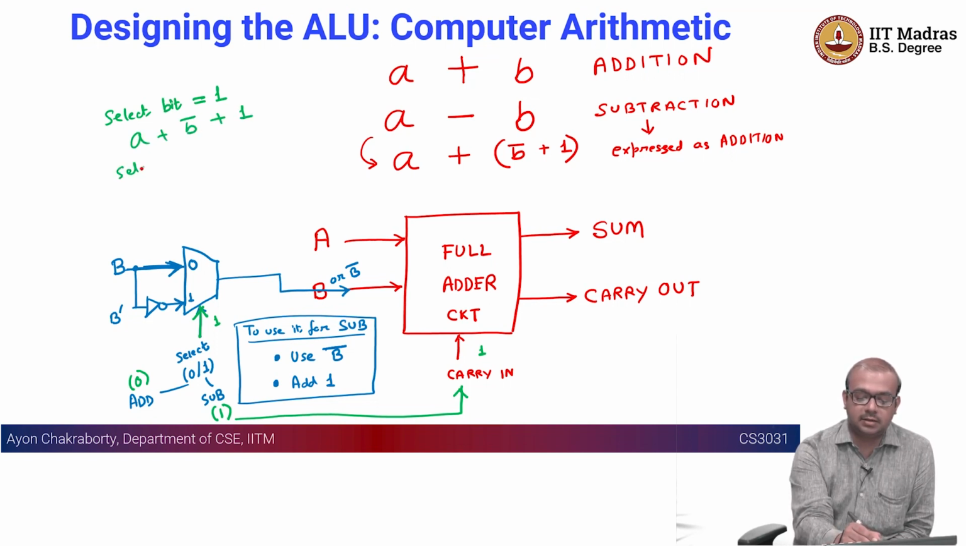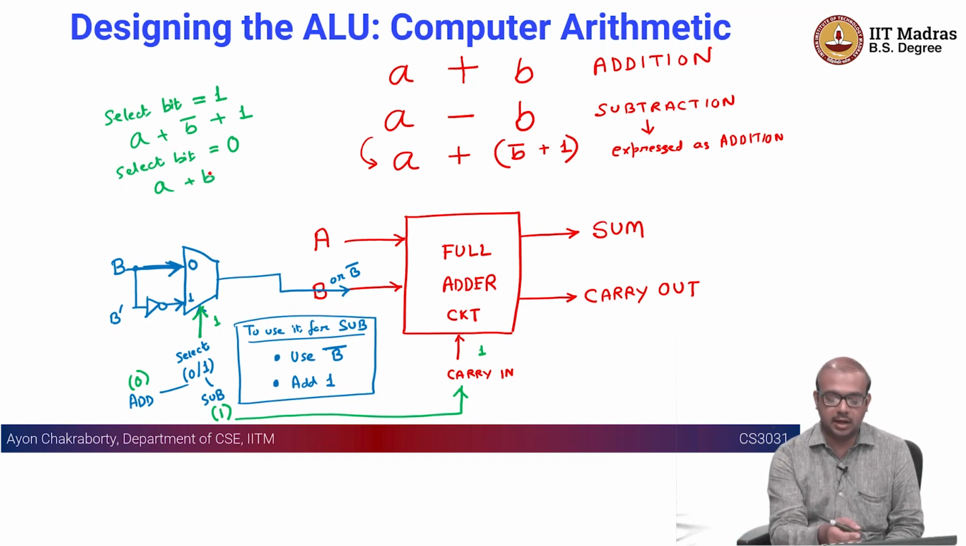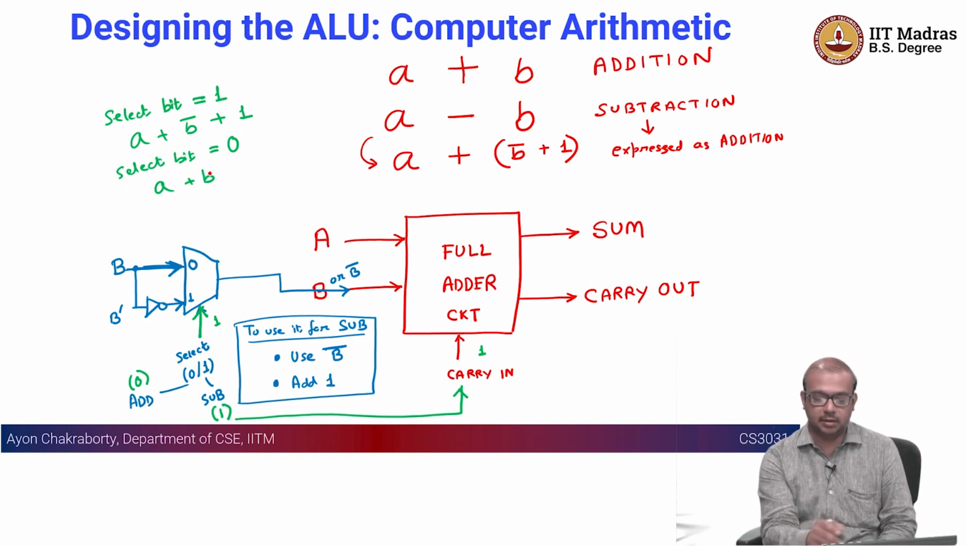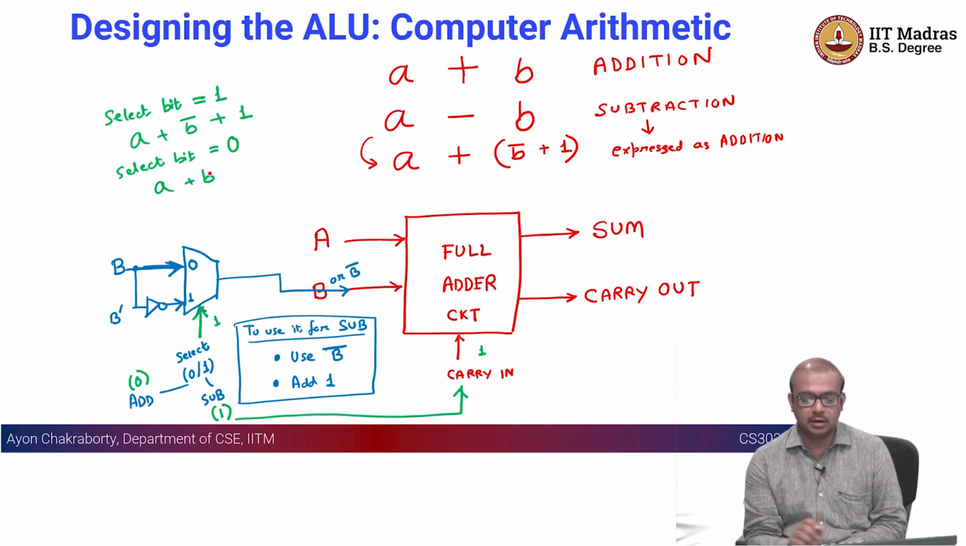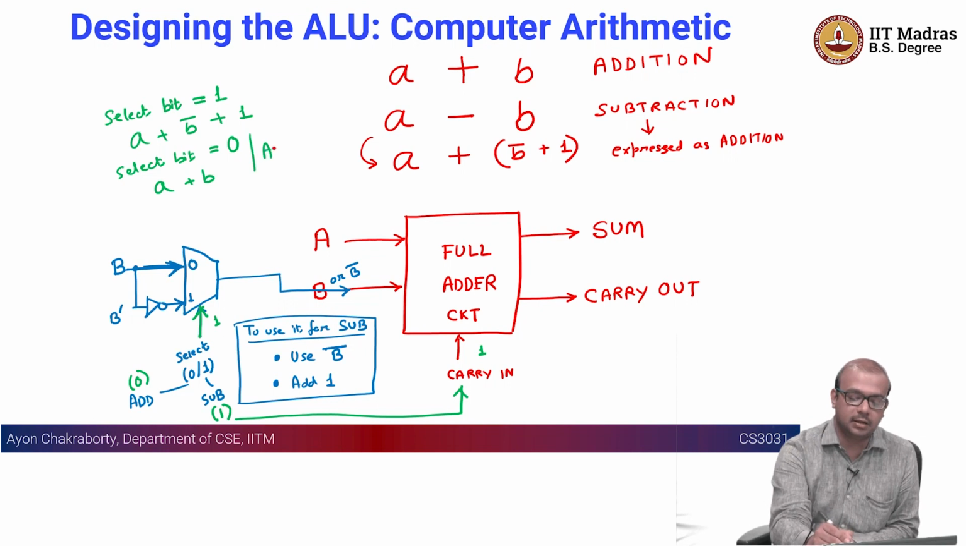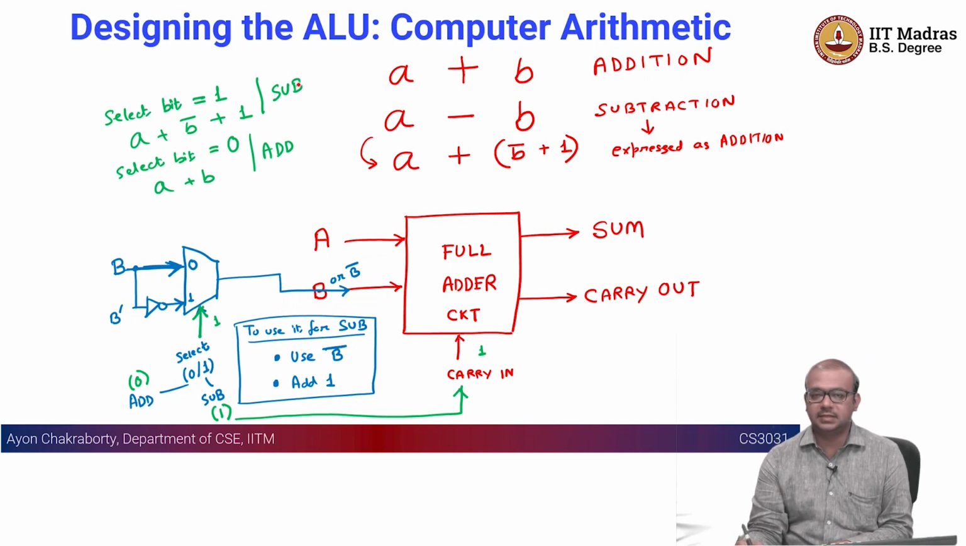If the select bit is equal to 0, I do A plus B, right? I have used capital letters here at the bottom, but it doesn't matter. So if I use select bit equal to 0, this is a regular add. If I use select bit equal to 1, this is a subtract. Okay, this is one option.